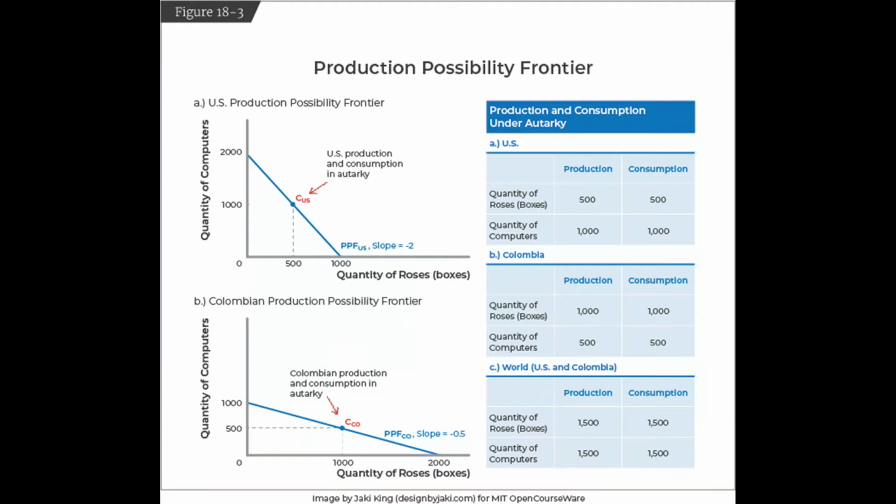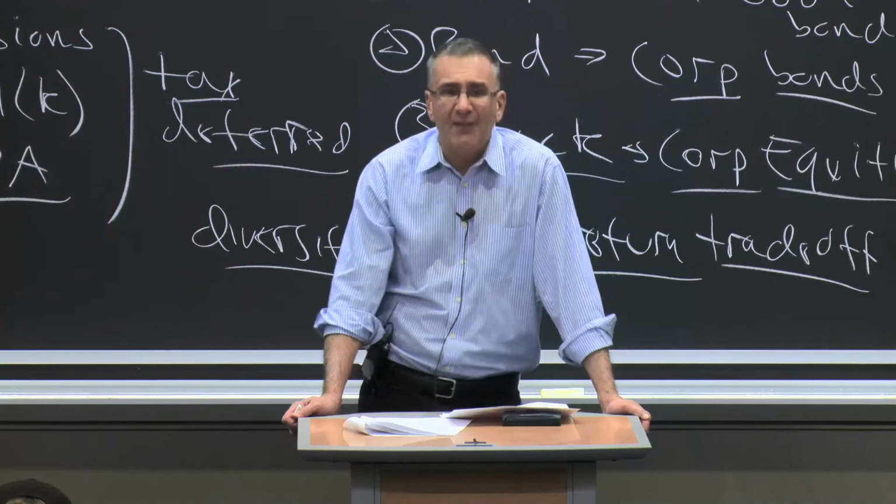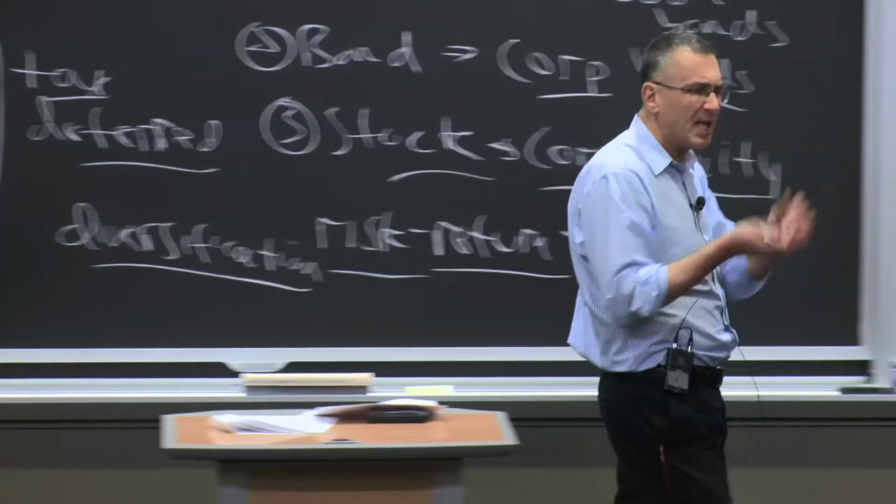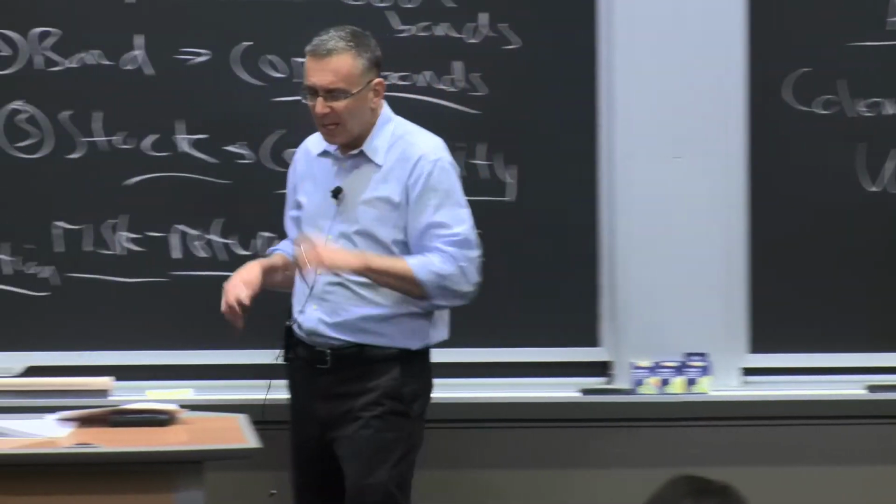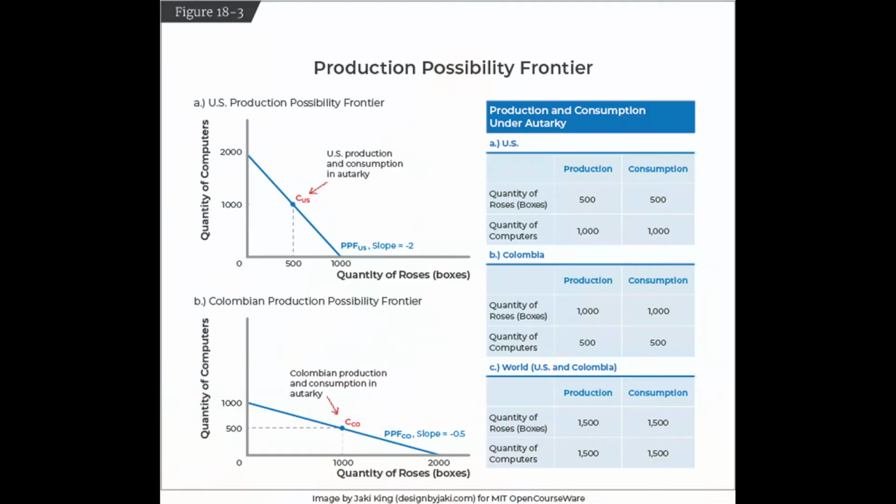On the top, we have the US. Let's say that the US's production possibility frontier is the following. Given the resources we have in the US, we could produce 2,000 computers or 1,000 boxes of roses. Given our resources, our skill level, our capital intensity, etc. Now go to Colombia. Say that Colombia, given their skill level, resources, the sunshine, the beautiful weather.